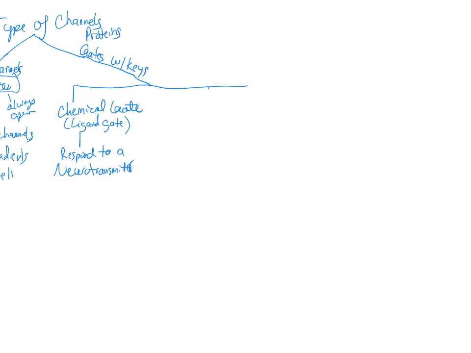And then you've got the second gate that we've already talked about, which are voltage gates. And they respond to a change in voltage. So essentially, an action potential needs to be present.